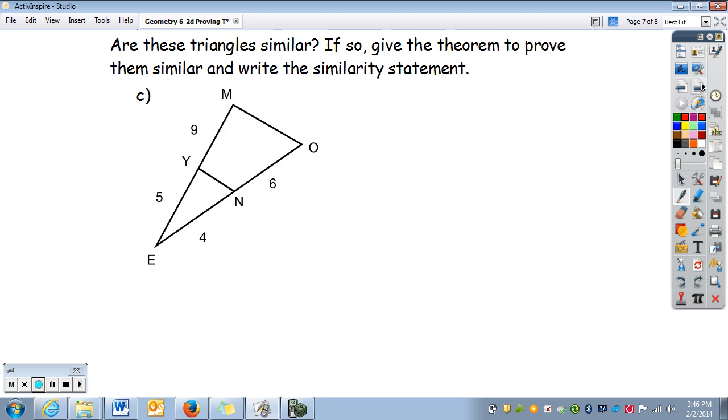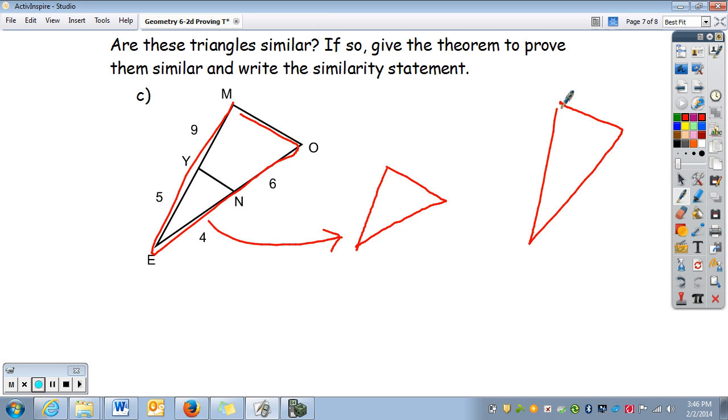Alright, so are these triangles similar? If so, we're going to get the theorem. So it's kind of like, wait a minute, where do we have 2 triangles? Well, we have 2 triangles in one. We have this triangle right here, and then we have our bigger triangle. So I'm going to split them out so you can see them better. So in the small triangle, we have 5 and 4. In the bigger triangle, we have 14, and we have 10.